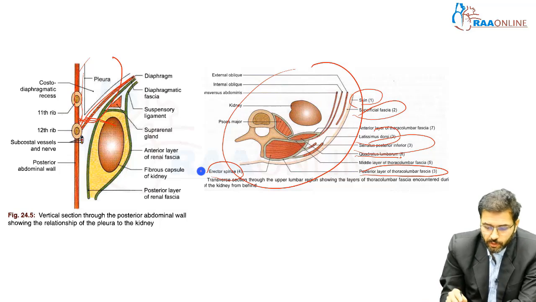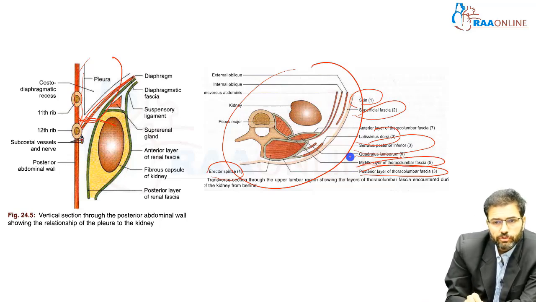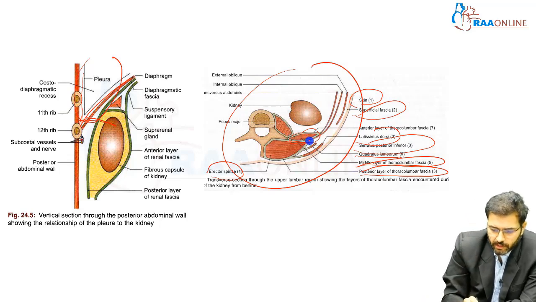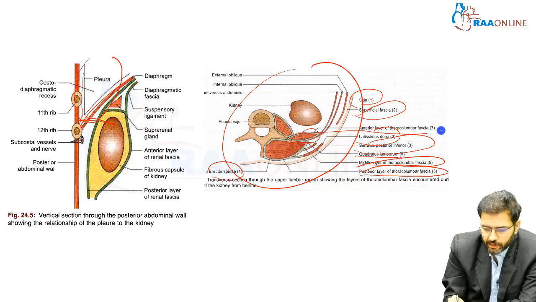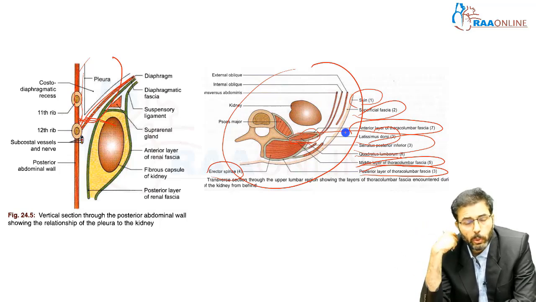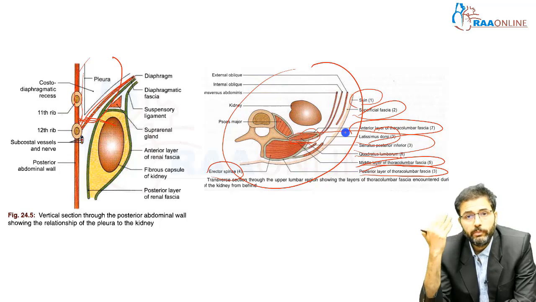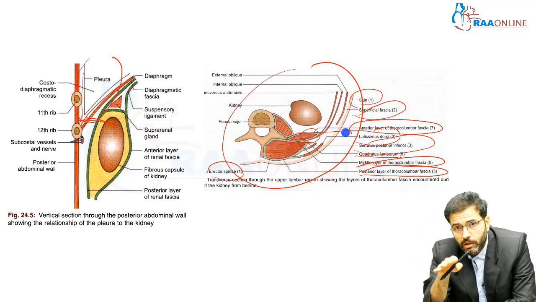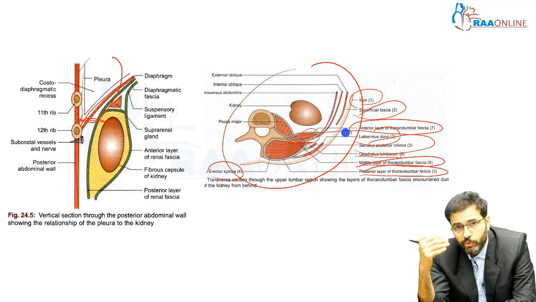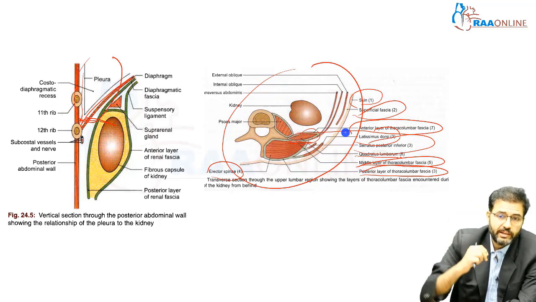Deeper to that will be the erector spinae. Deep to the erector spinae would be the middle layer of the thoracolumbar fascia. Deep to this will be your quadratus lumborum, and deep to the quadratus lumborum will be the anterior layer of the thoracolumbar fascia. Once you penetrate the anterior layer of the thoracolumbar fascia, you will reach the pararenal pad of fat, beyond which you will encounter the renal fascia. Posteriorly, you encounter the posterior layer of the renal fascia, which is called the fascia of Zuckerkandl, then the perinephric pad of fat, and then the renal capsule. So when you go from posterior, these are the layers you will encounter.